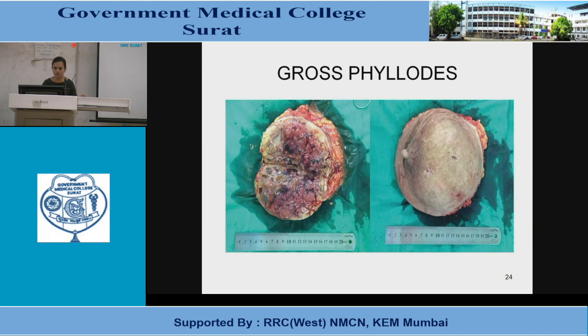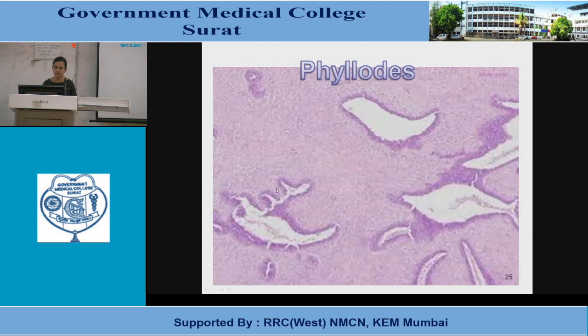When you cut it, then you will be able to identify the areas of hemorrhage and necrosis that you are seeing over here. Can you see? So these crevices or clefts are visible in the gross. Now this is the microscopy of Phyllodes tumor. Can you see there are glandular components? So the blue ones are the glandular components.